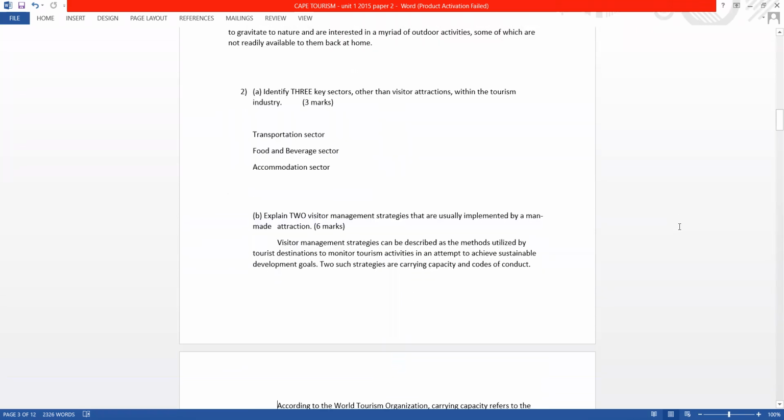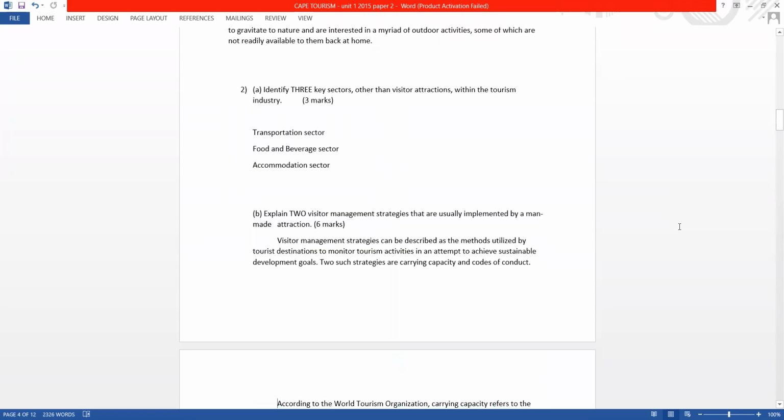Question 2A says, identify 3 key sectors other than visitor attractions within the tourism industry. Sectors within the tourism industry include the transportation sector, food and beverage sector, the accommodation sector, among other sectors. To go in depth in these sectors, you can sign up for the tutoring sessions, and then we can take an in-depth review of what these sectors entail and go into detail about tourism linkages. The 3 sectors that I have identified here are the transportation sector, food and beverage sector, and accommodation sector. And I'll say it again, these are not the only sectors. There are many other sectors to consider.